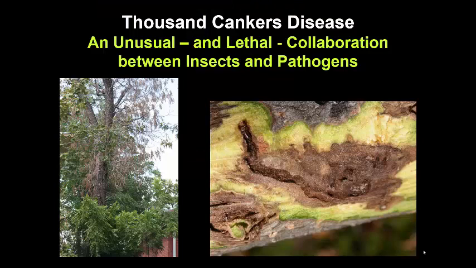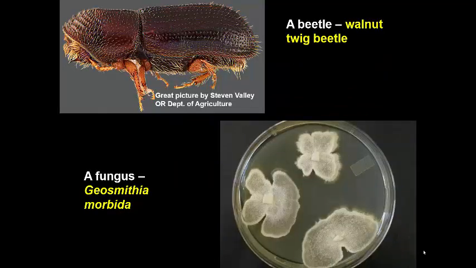Now I want to switch gears and talk about something perhaps more than you care to know, but this is a situation, thousand cankers disease, that I've had some association with, and it's an unusual situation. It's a disease of trees, specifically walnut trees, mostly black walnut, and is an unusual situation that involves both an insect and a pathogen. So the beetle is the walnut twig beetle. The fungus, the partner in this, has the scientific name Geosmithia morbida.